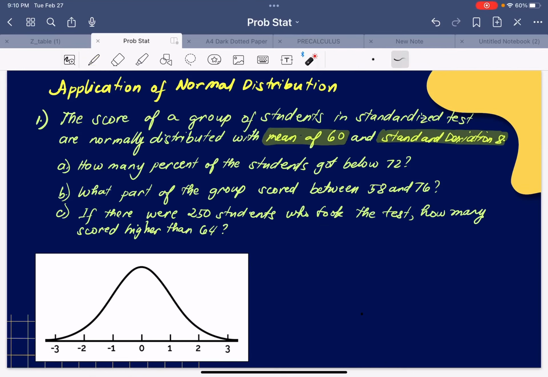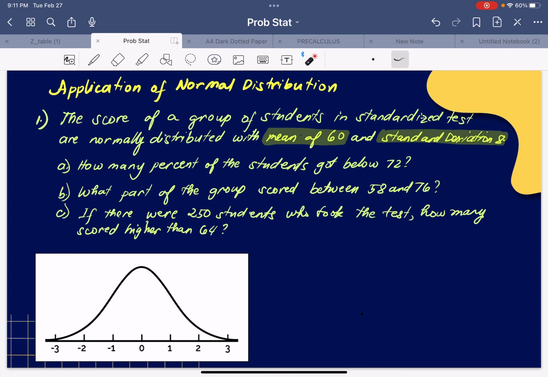Hi everyone! Sa video ito, talakayin natin kung paano i-apply yung normal distribution. Okay, so how are we going to apply the concept of normal distribution? So, in the previous lesson, it discussed that the area of the normal curve is considered also as percent. 100%, percentage. So, yung area na ito corresponds to a percentage.